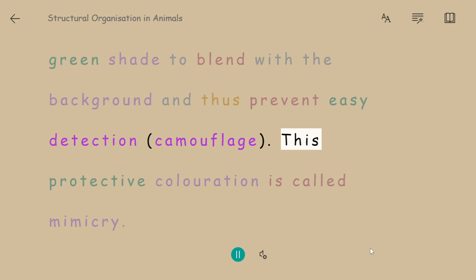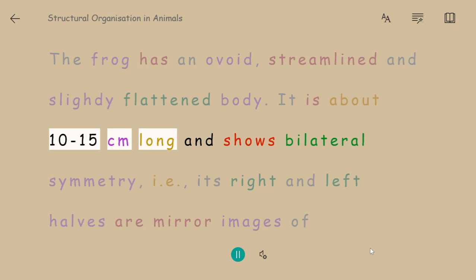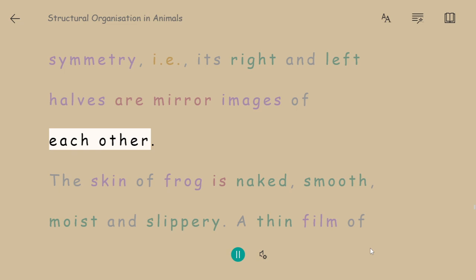This protective coloration is called mimicry. Morphology. The frog has an ovoid, streamlined and slightly flattened body. It is about 10 to 15 centimeters long and shows bilateral symmetry, i.e., its right and left halves are mirror images of each other. The skin of frog is naked, smooth, moist and slippery. A thin film of mucus is secreted by the cutaneous glands present in the skin.